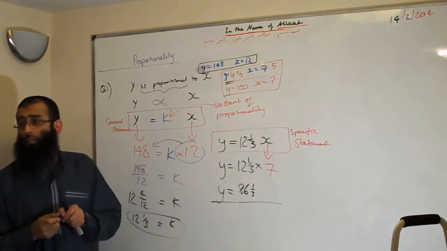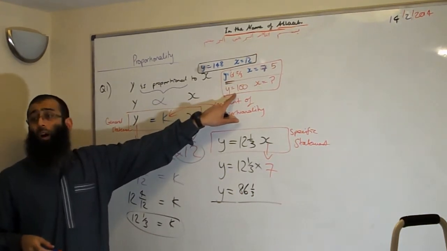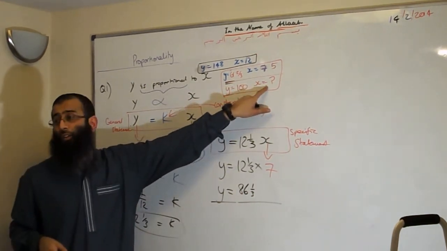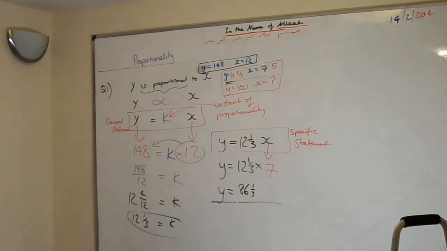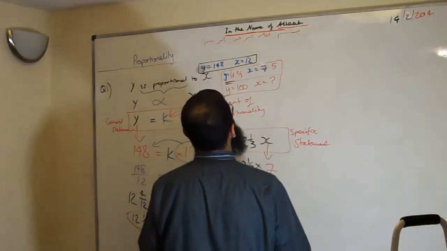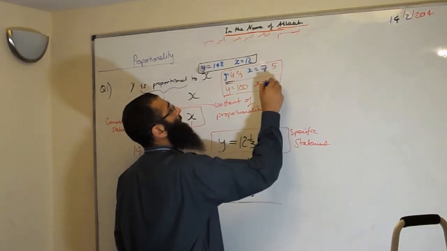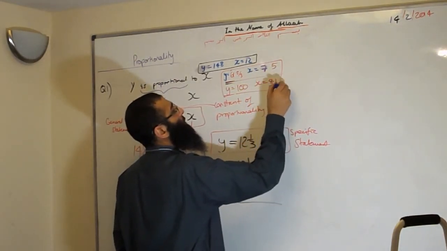Here comes the next question. I've given you the y value, y is equal to 100. What is this x value? So that gives you 8.108. One decimal place.